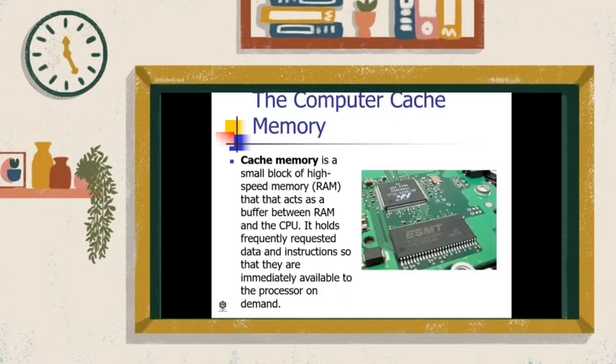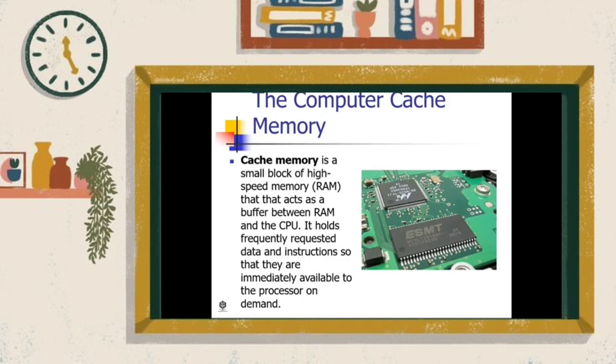The computer cache memory. Cache memory is a small block of high-speed memory or RAM that acts as a buffer between RAM and the CPU. It holds frequently requested data and instructions so that they are immediately available to the processor on demand.